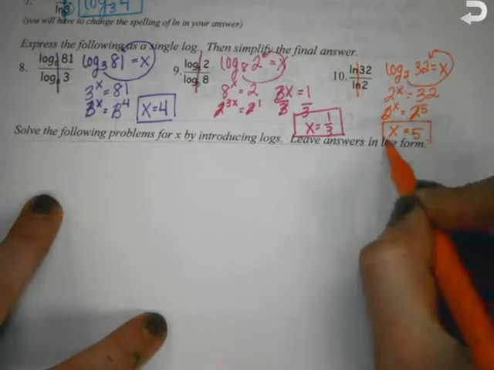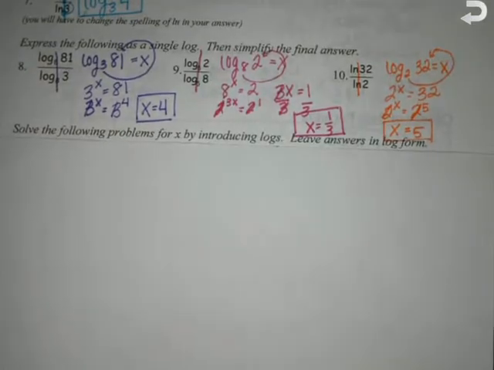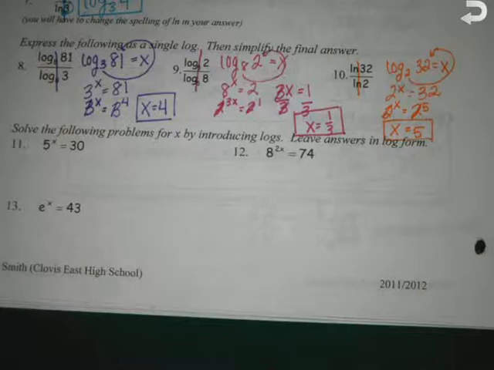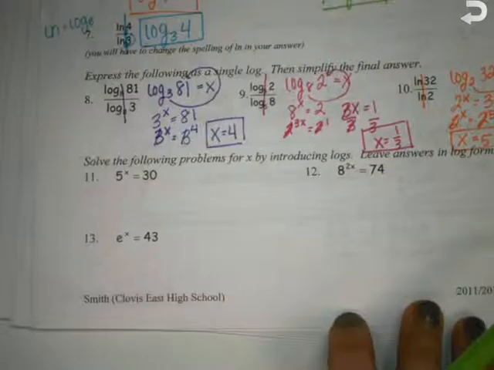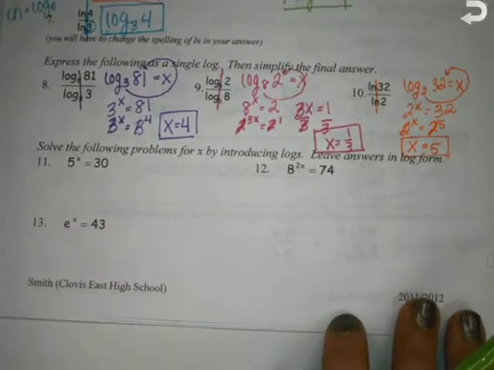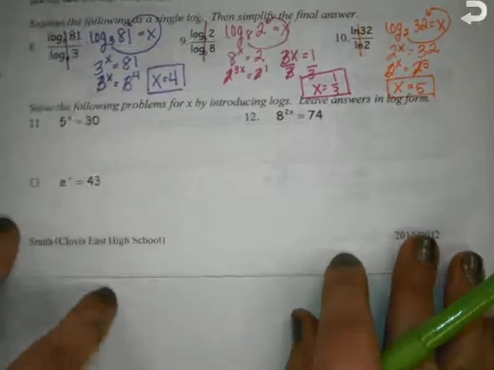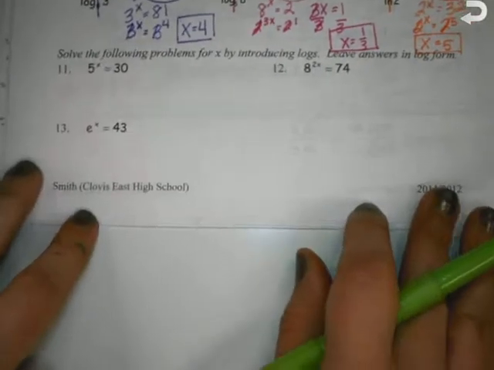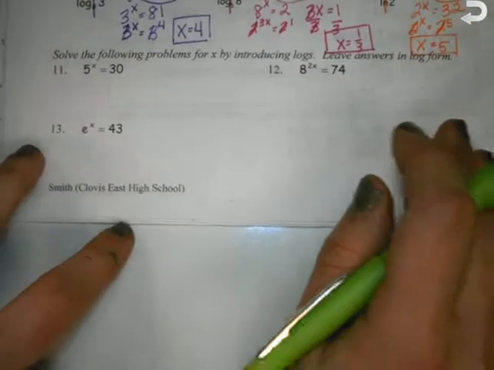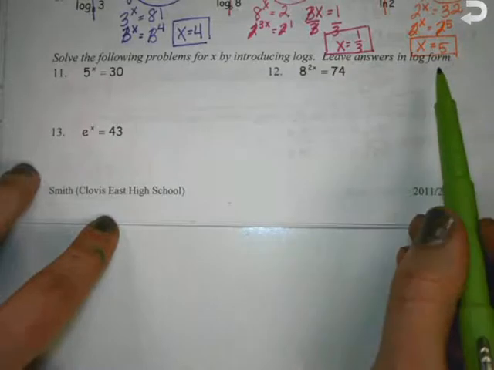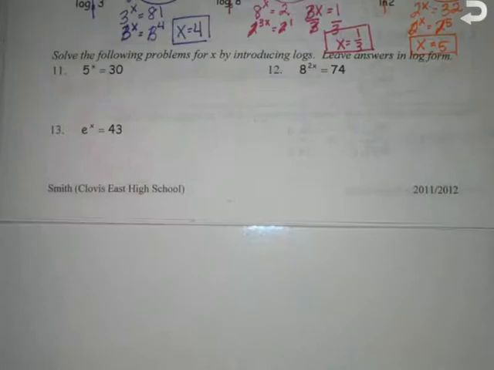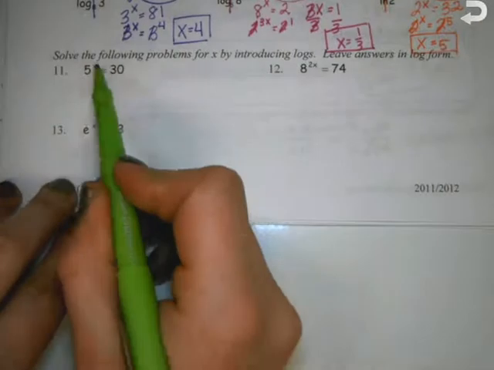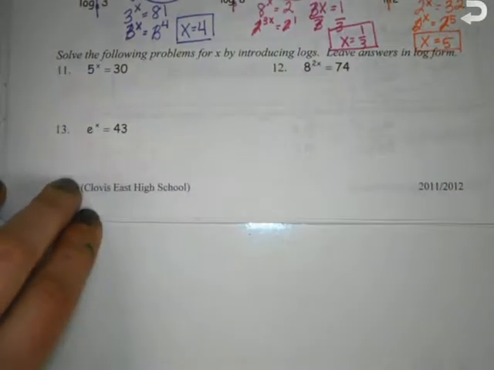Last 3. Okay. Our instructions here are to solve the following problems for x by introducing logs. Leave your answer in log form. So what we want to do here is rewrite the exponential. Okay. 5 to the x equals 30. I want to rewrite that as a log. How would I rewrite it? Log base what? 5. Log base 5 of 30 equals x.